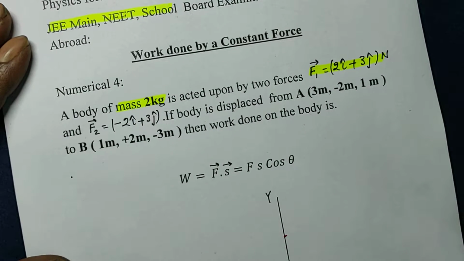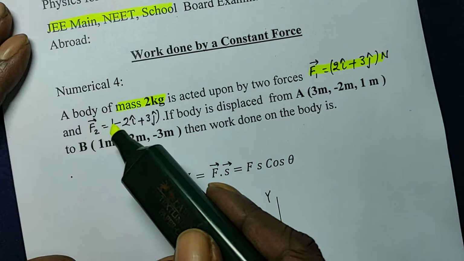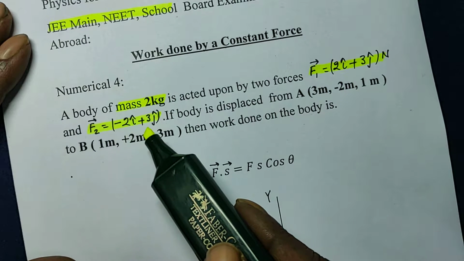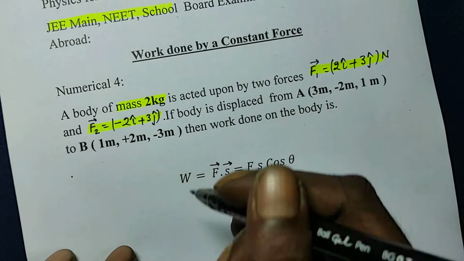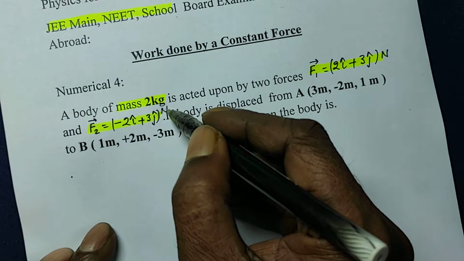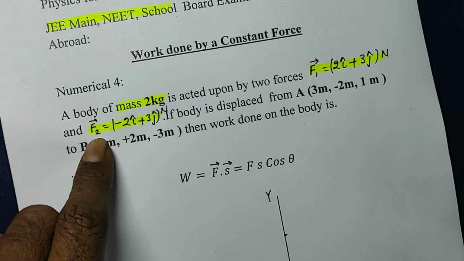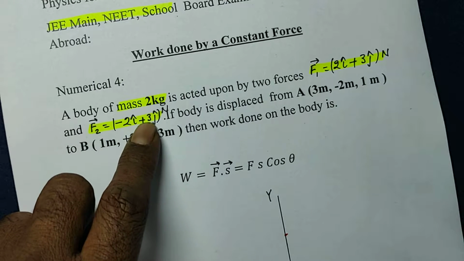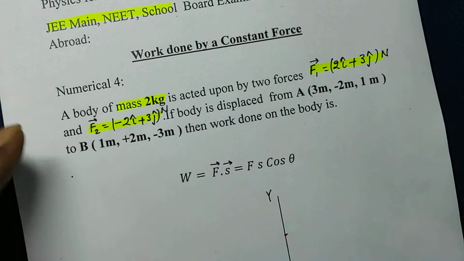Now the same mass 2 kg is acted upon by another force simultaneously. F2 is given as minus 2i cap plus 3j cap Newton. Let me write N here. This force F2 has 2 units along negative x-axis and 3 units along positive y-axis.